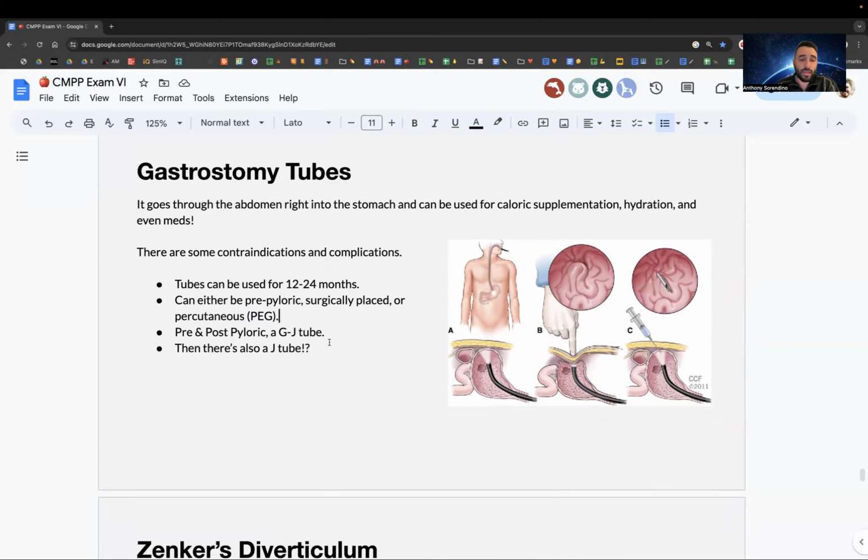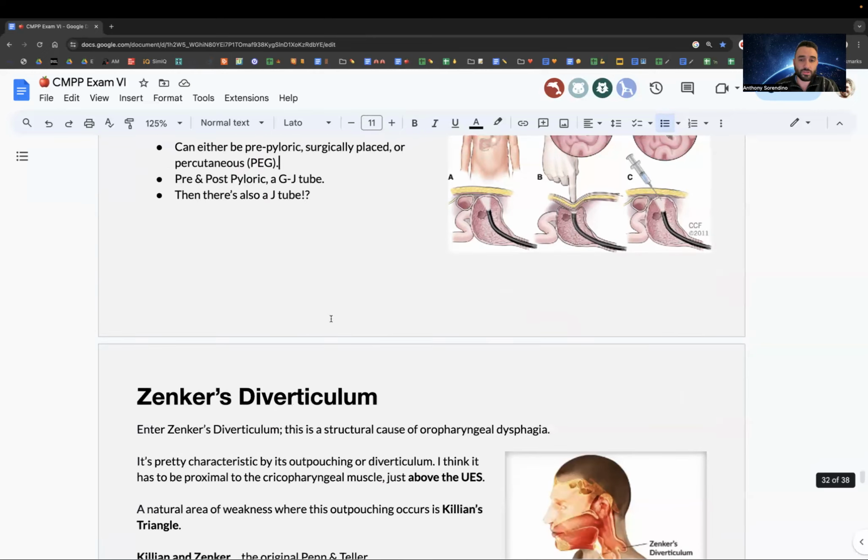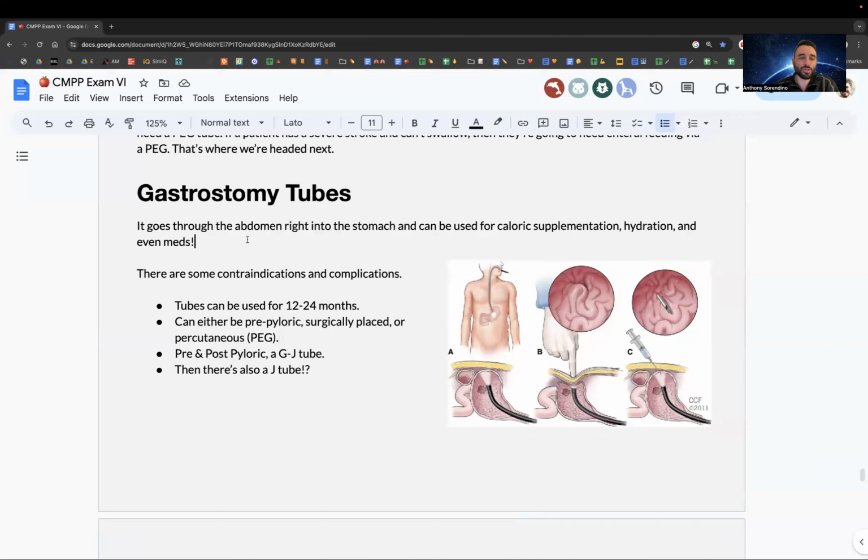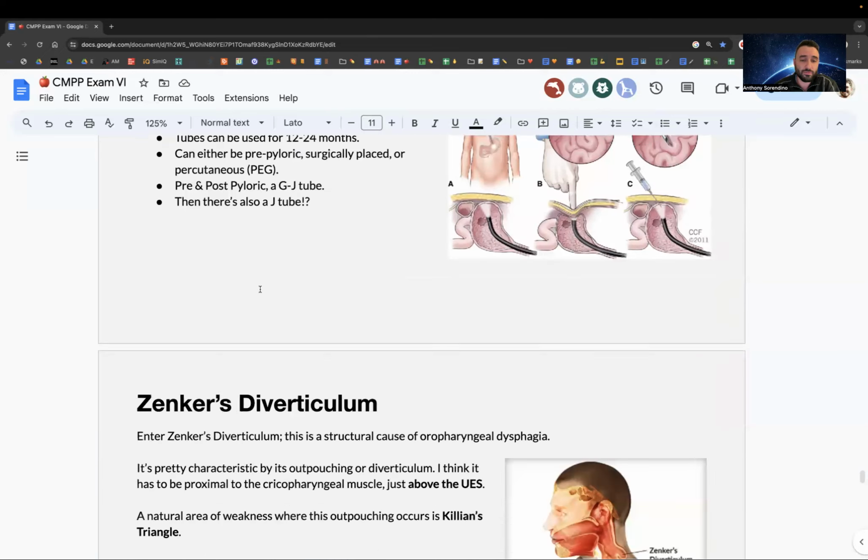You can do a J tube, go right into the jejunum. There's some other things here as well, so just know about that. I didn't put the contraindications here because they weren't really relevant, or they were kind of relative. I think the one I saw on there was with ascites, because there's a site for infection, but what else would you do? You have to give them food somehow.